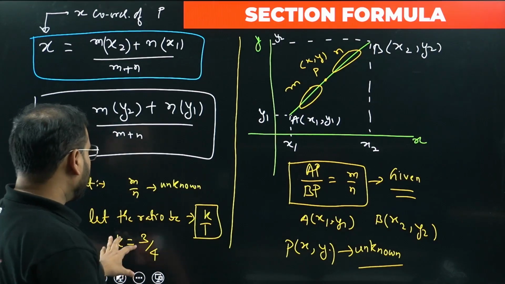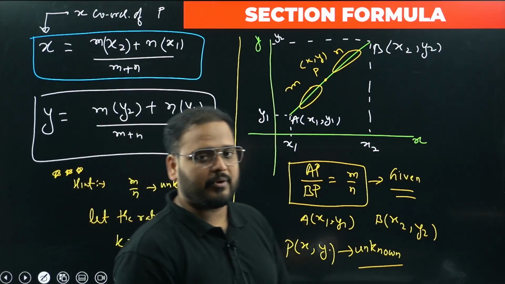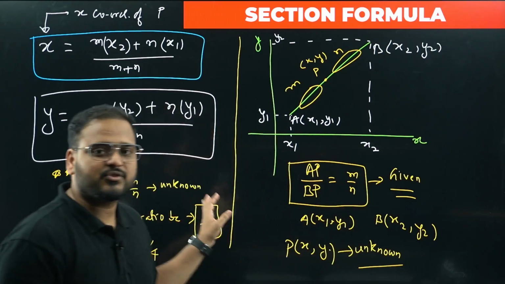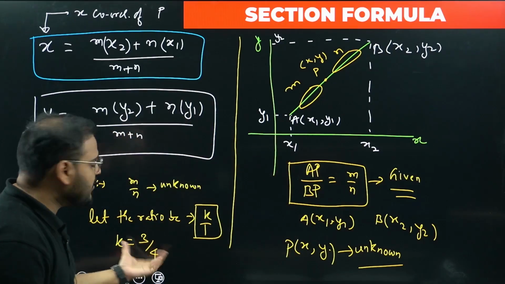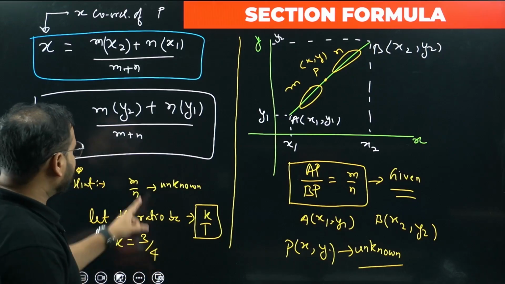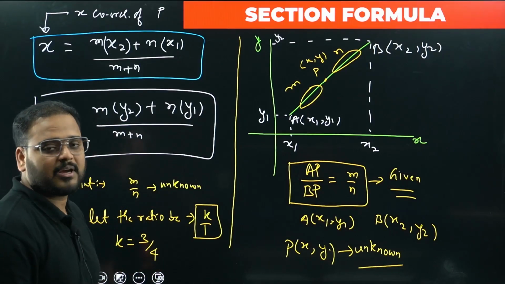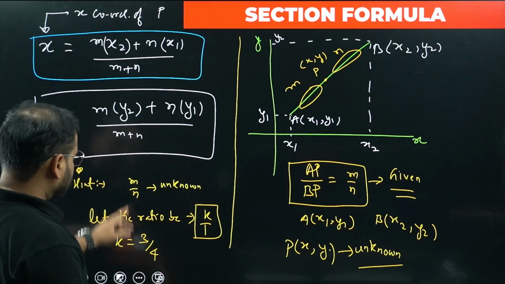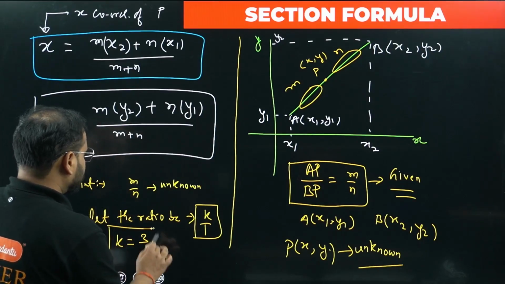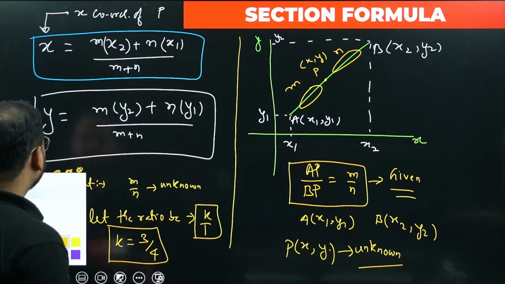I'll repeat. You assume the ratio to be k by 1, taking m as k and n as 1, and solve using the section formula. You get your value of k, say 3 by 4. After that, take m as 3 and n as 4 by comparing k by 1 to m by n. This is how you can solve this kind of question whenever the ratio is unknown.